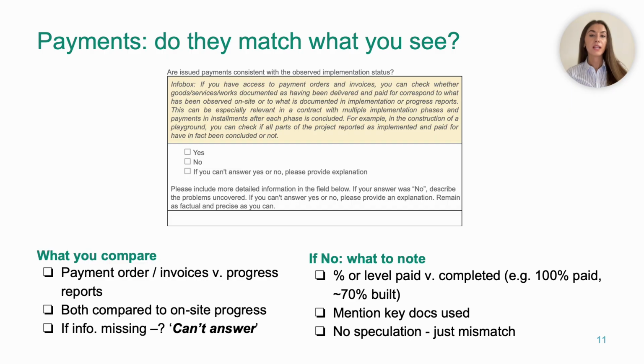A project can have delays and even justified design changes, but when full payment is issued while large parts of the works are missing or clearly incomplete, something has gone wrong in the control chain. You still don't need to prove intent or fraud. Here your task is clearly just to document, in neutral terms, that the financial story and the physical reality are not aligned.